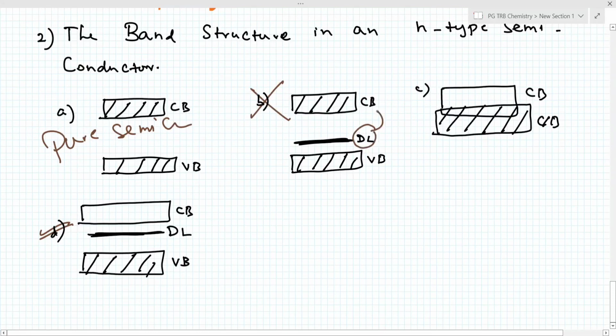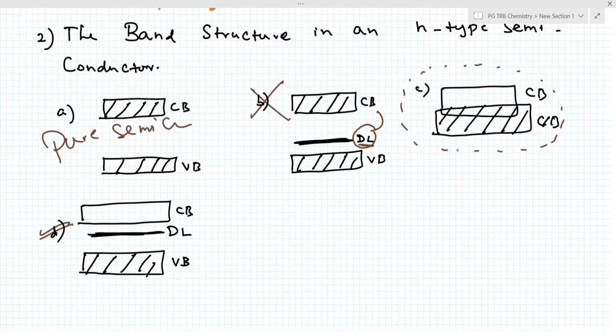Near to the valence band is the acceptor band. Is it the case in option C? A conductor. When the valence band and conduction band gap is very close, it is a good conductor. Or when the valence band and conduction band overlap, that is also a conductor. I taught this last class.